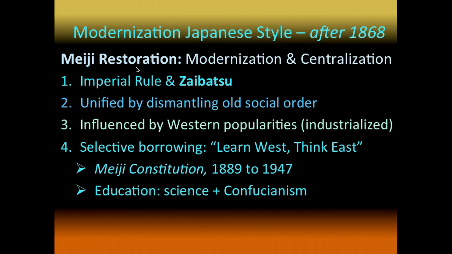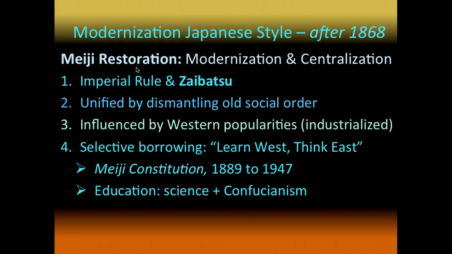And the Zaibatsu formed the true oligarchy of Japan, and they were really responsible for Japan emerging as the leading military industrial power in Asia by the early 20th century, by the early 1900s. Their first task was to dismantle the old Confucian Tokugawa-era social order.